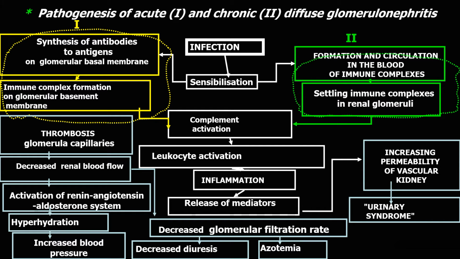After that, increasing activity of antidiuretic hormone and water retention in the body too form hyperhydration and increasing blood pressure. Activated leukocytes secrete mediators that influence the mast cells, increasing permeability of the renal vessels and forming urinary syndrome, decreasing glomerular filtration rate, maybe forming azotemia and decreased diuresis.